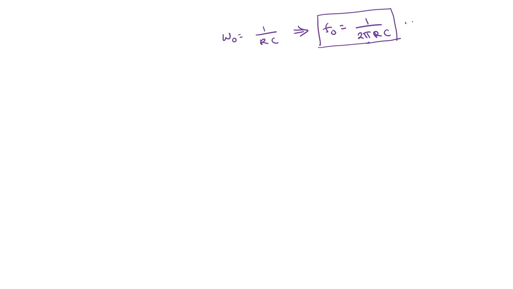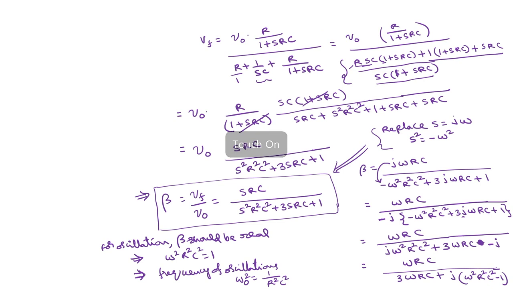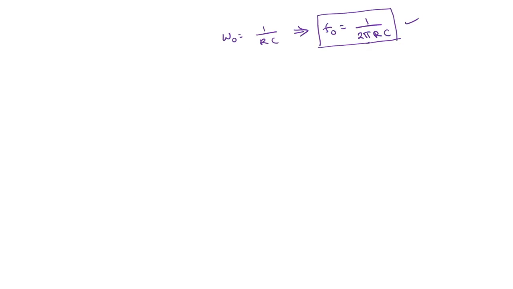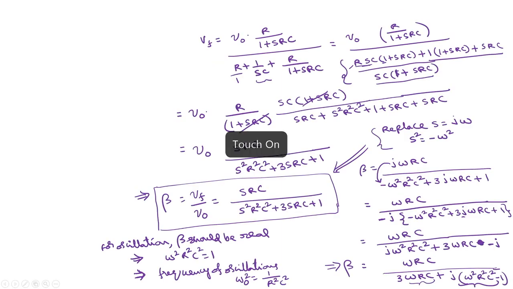So at this frequency of oscillations, what will be the value of beta? Beta is this, so this becomes 0 and this omega RC becomes 1. From this, omega RC is 1. So if you substitute that, this omega RC is 1. So what happens to beta? This is 1, this is 1, and this is 0. So 1 by 3 into 1 is 1 by 3.